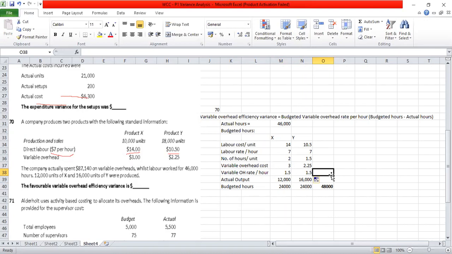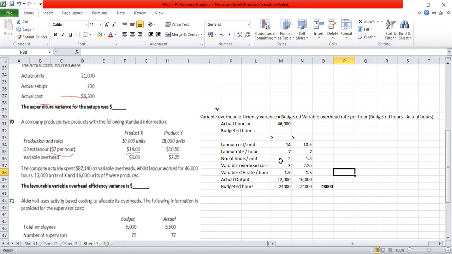So for both of them, we got the variable overhead rate per hour as 1.5. Do you see this one here? The way we have calculated the number of hours, we got it as 2 and 1.5. If the number of hours taken are 2 and 1.5, and the cost comes out to be 3, we find out the variable overhead rate per hour. The total cost of 3 is spread over 2 hours and 1.5 hours. So that comes up to a variable overhead rate per hour of 1.5. So the uniform rate is 1.5.